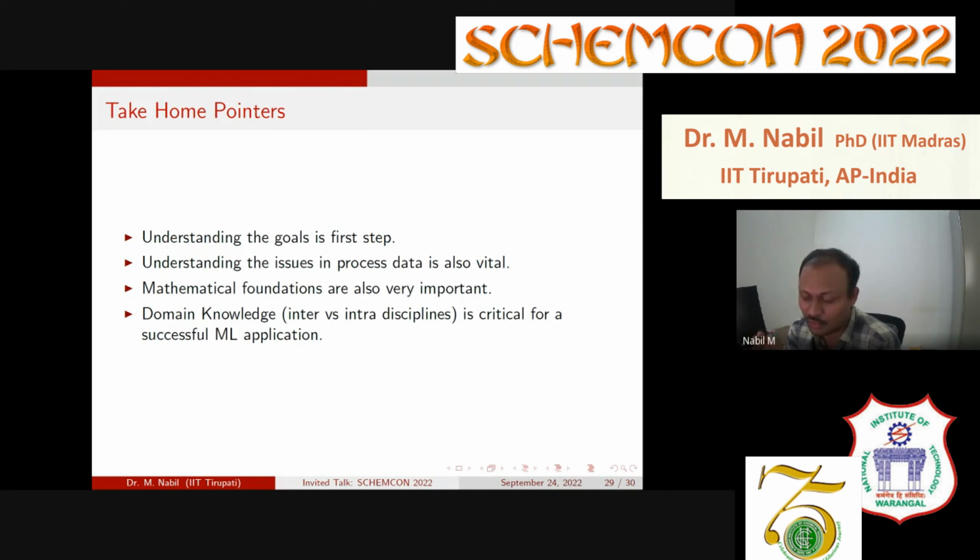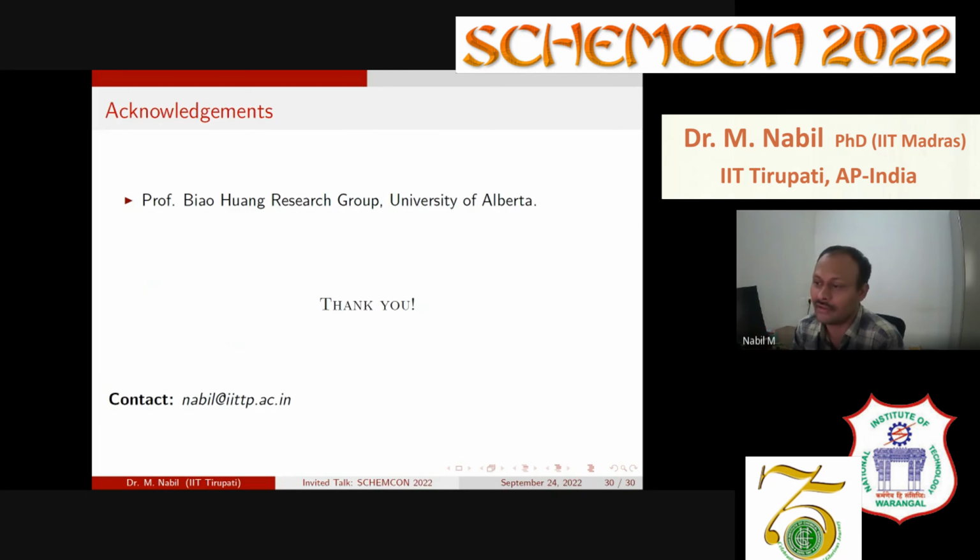And of course, the domain knowledge within the domain, and expertise, say from computer science, also plays a critical role in developing a successful ML application for process engineering.